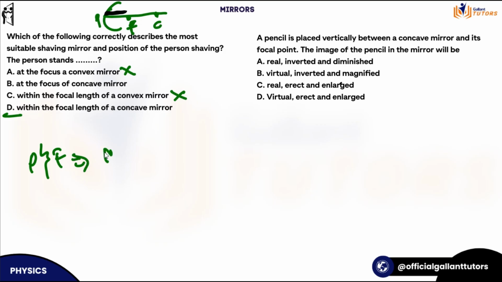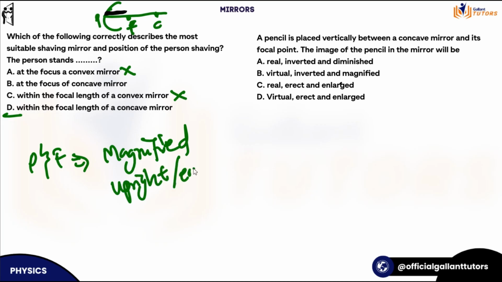So we will now get what? A magnified image that is upright or erect. That's magnified, upright and virtual. Do you get? Okay.